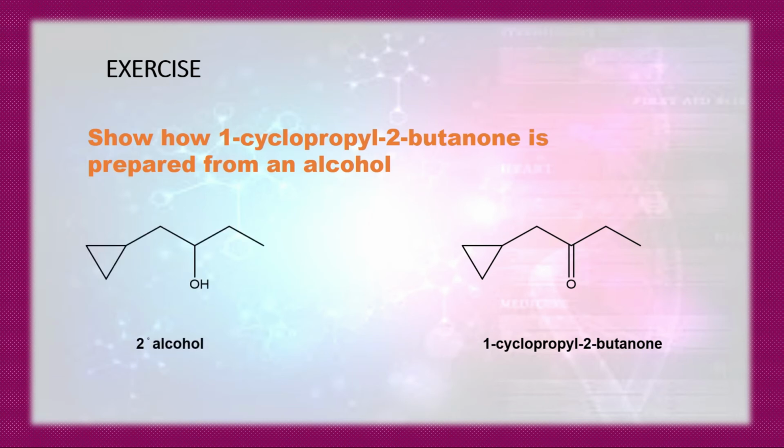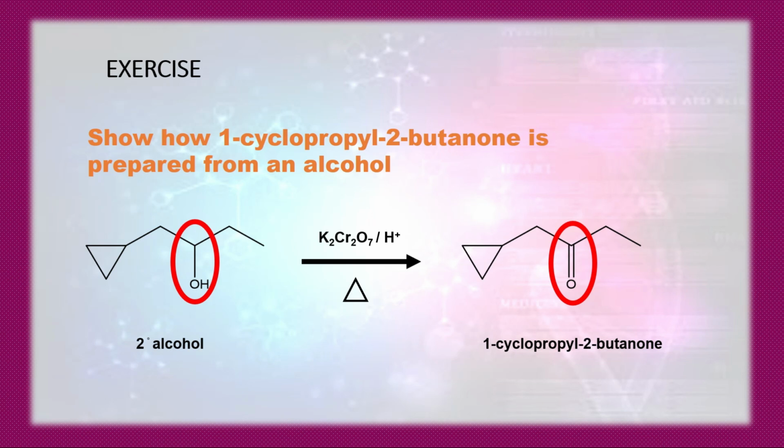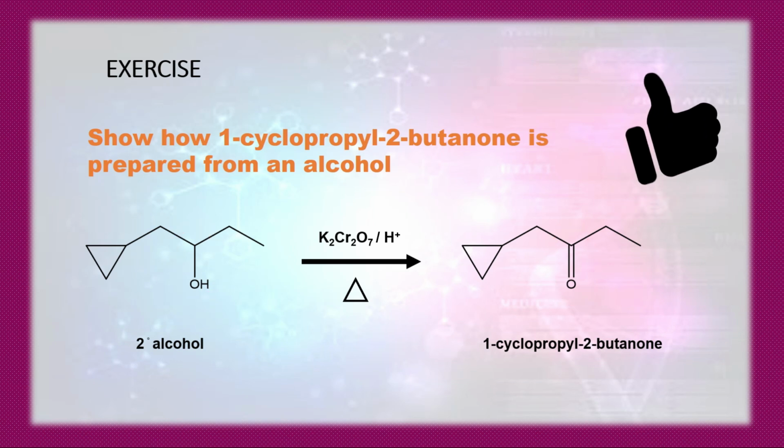Identify the position of carbonyl group in the product given. The position of hydroxyl group in the reactant of a secondary alcohol must be at the same position of the carbonyl group of the product. You can use hot acidified potassium dichromate solution as the oxidizing agent. Finally, you can write a complete chemical equation for the reaction. So that's the answer.